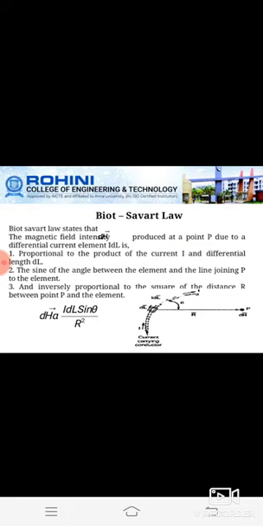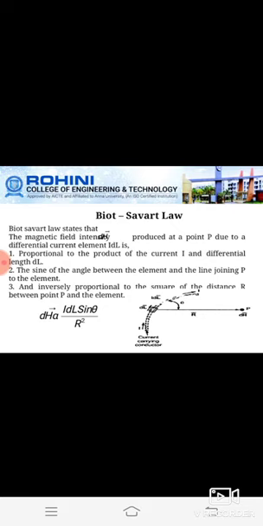So this point P is at this distance r from the differential element, and theta is the angle between the differential element and the line joining point P. So we are saying this Biot-Savart law is directly proportional to the product of the current I and differential length dl. Then it is directly proportional to the sine of the angle between the element and the line joining point P to this element, and it is inversely proportional to the square of the distance between the point and the element. So we represent it as dH vector is directly proportional to I dl sine theta divided by r square.